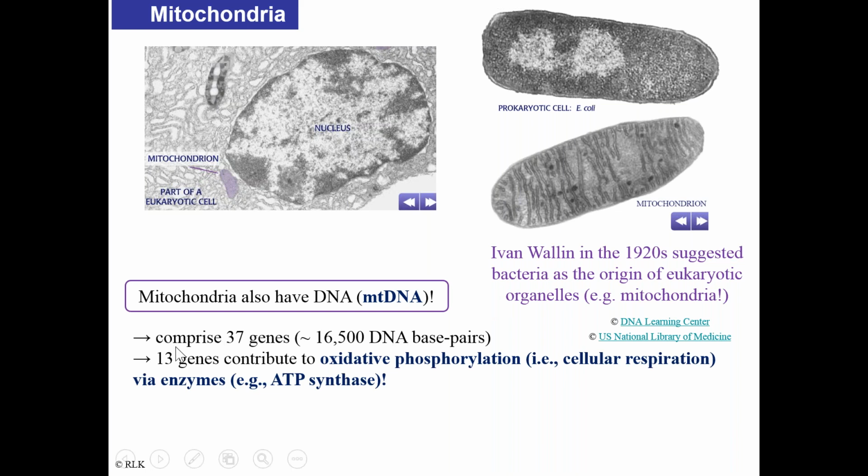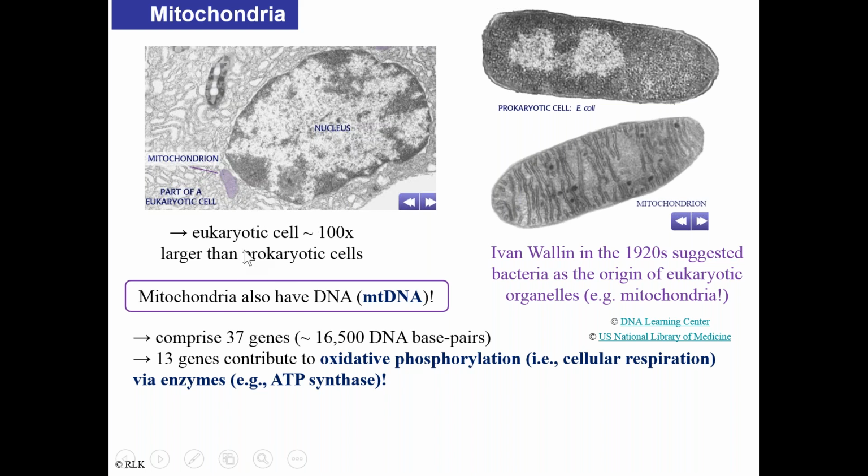So just to let you know, 37 genes, or about 16,500 DNA base pairs, are comprising the mitochondria. And 13 genes of them contribute to oxidative phosphorylation, i.e. cellular respiration, because we know this is where the action is going. And it does so, of course, via enzymes, for instance, like an ATP synthase. So you need proteins in order to get this oxidative phosphorylation. But here's the thing, that's how cells are breathing. 13 genes of those 37 are contributing to that, okay?